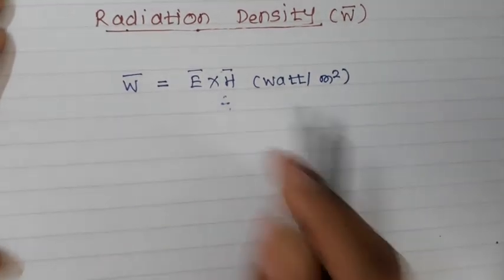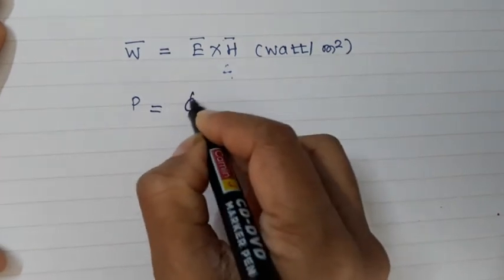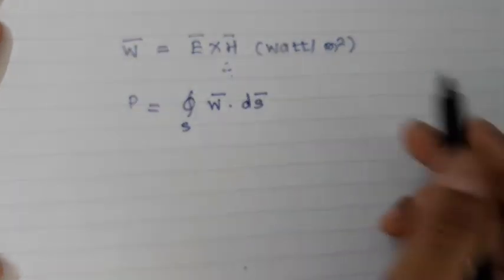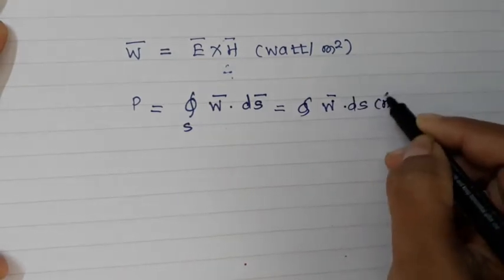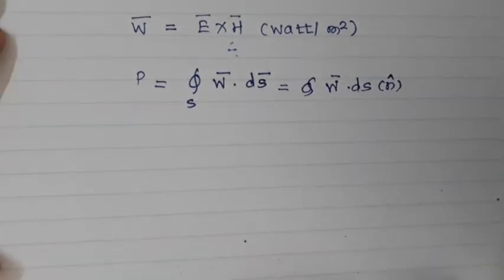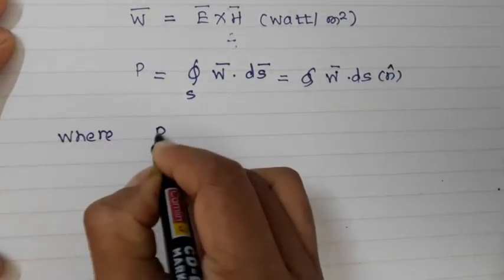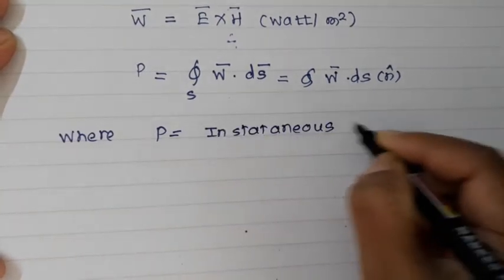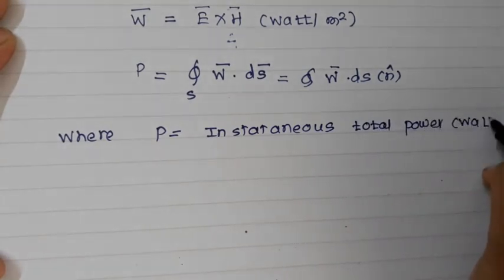If I am interested in obtaining the power, I can say P is equal to the closed surface integral of the power density times the incremental area. If I rearrange, the equation will become like this. Let us see each and every term involved in this particular equation. P is the instantaneous total power, and the unit of this power is watts.